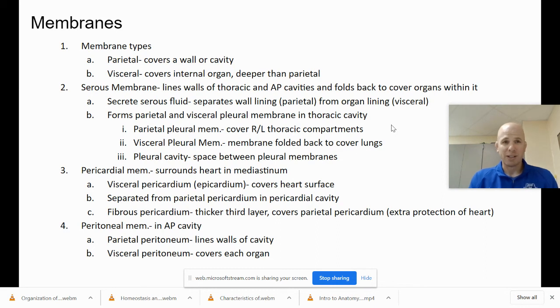This is a confusing topic. It's kind of hard to grasp these membranes, but they are really important when we're talking about the divisions and the separation of the body and the cavities within it.